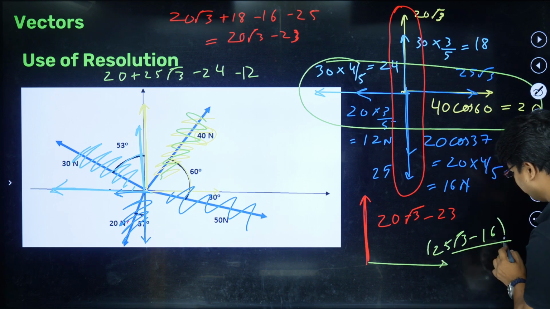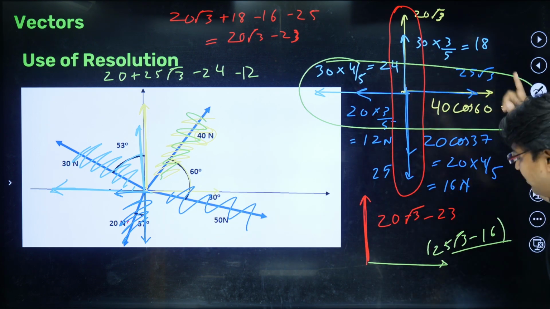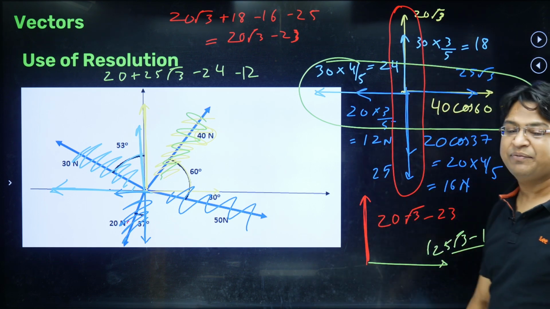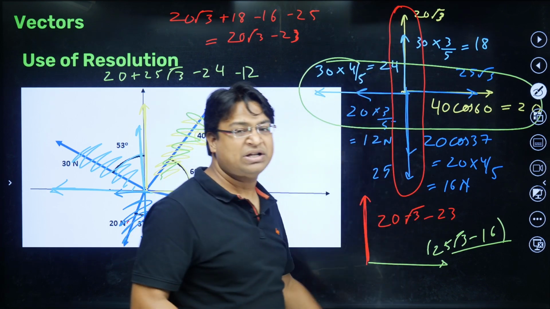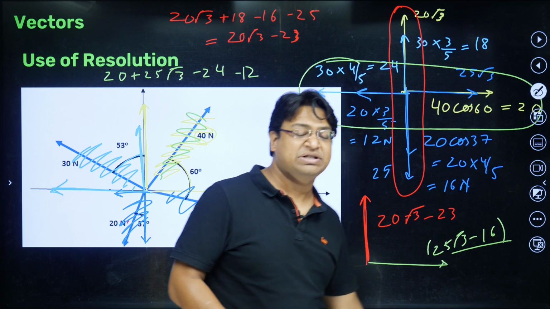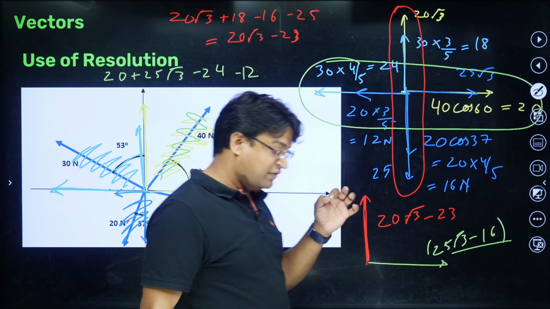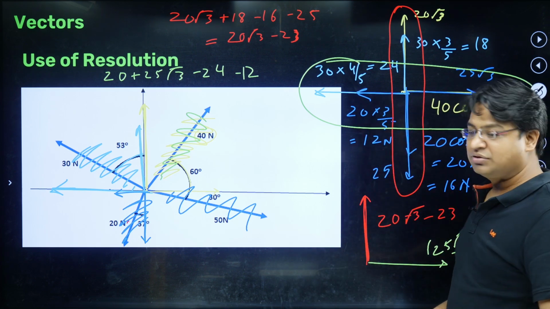So you see the beauty. From 4 we got 8, from 8 we were able to get 2. And notice that after this step you will always end up with 2 vectors. One vector corresponding to all the vectors existing along the y direction, and the other corresponding to all the vectors existing along the x-axis. And the moment you get 2 vectors which are perpendicular to each other, it's very easy to find the resultant. Now you have to just find the resultant of these 2. So that is how we can do it.